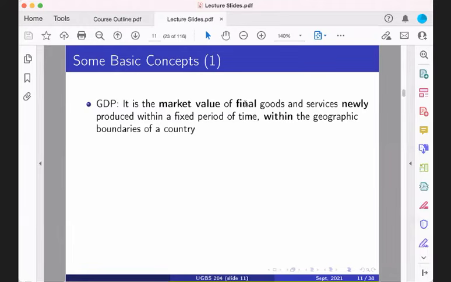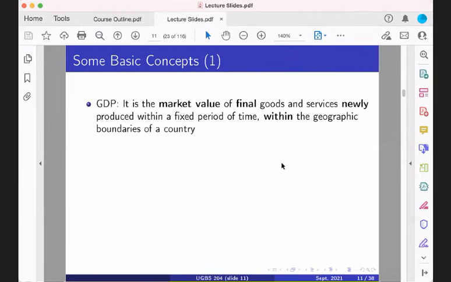Either you use the intermediate approach, value-added approach, or you use the final. But by definition, what we are interested in is what? Final. Okay, final use. So we are looking at the market value of final goods and services newly produced.